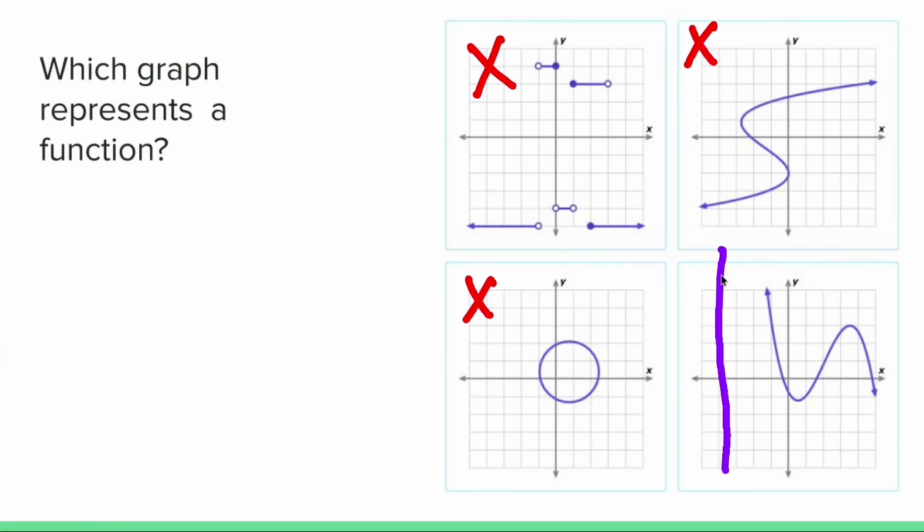I can pass my vertical line and my purple is only going to touch the blue once and only once throughout this whole time. So yeah, this one right here, the bottom right, is going to be my function because it passes the vertical line test. Hooray!